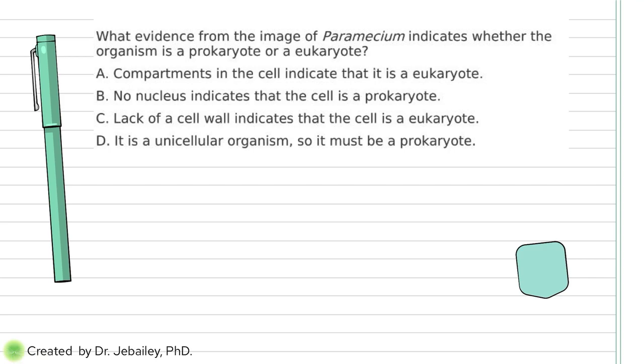So here it says, what evidence from the image of Paramecium indicates whether the organism is prokaryotic or eukaryotic? That was the first time reading. Second one, what evidence? Now we're highlighting what evidence. That means there must be something that proves from the Paramecium, which by the way, is one of the things that you have to study. It's not out of the blue. You have to study it as a part of the content.